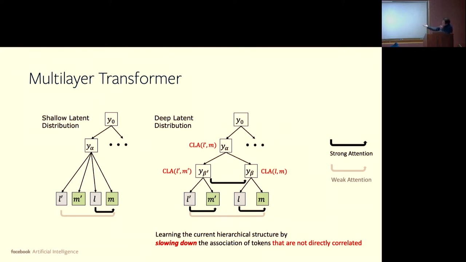On the other hand, if the data is generated by some shallow latent distribution, there are not many hierarchies there. We just have very straightforward distributions. Then what happens to the transformer learning? The transformer will first learn the tokens that co-occur a lot, M and L, but eventually it will learn the co-occurrence between M and L prime, because these two still have some co-occurrence, though maybe very weak. So basically the same mechanism, the attention mechanism, can learn both the deep latent distribution and the shallow latent distribution at the same time without knowing the internal structure of the data.